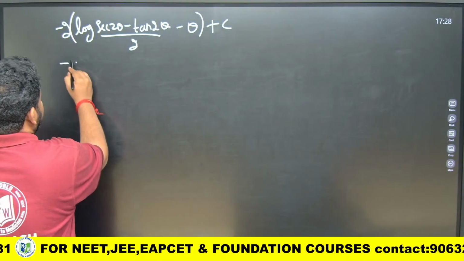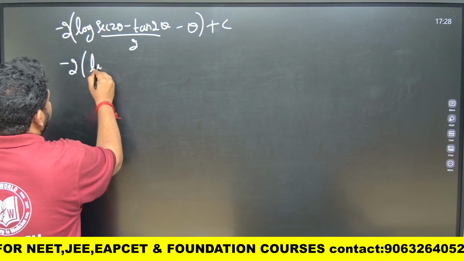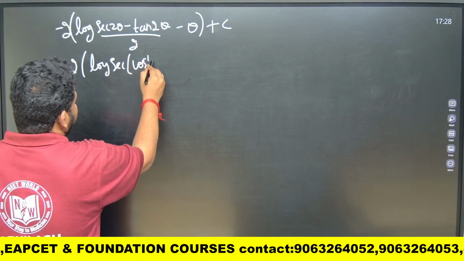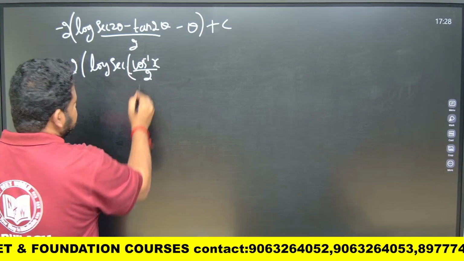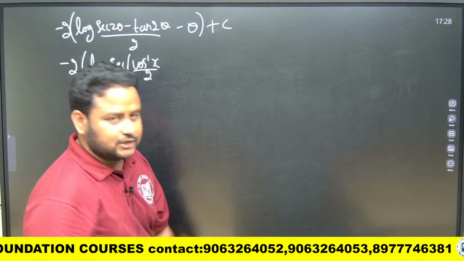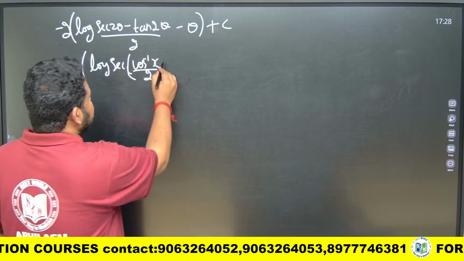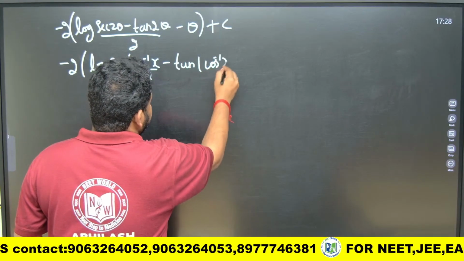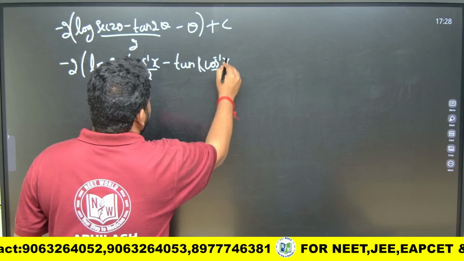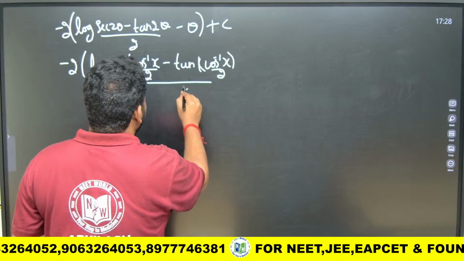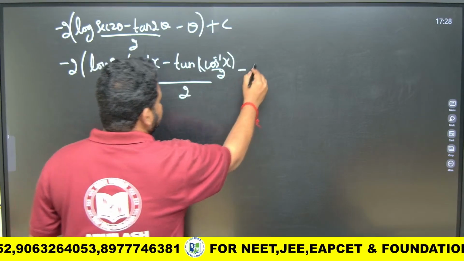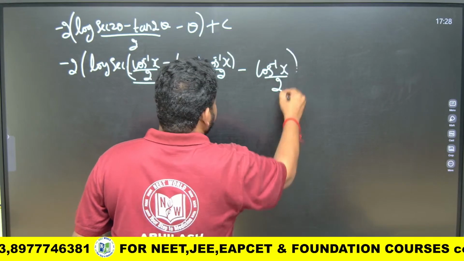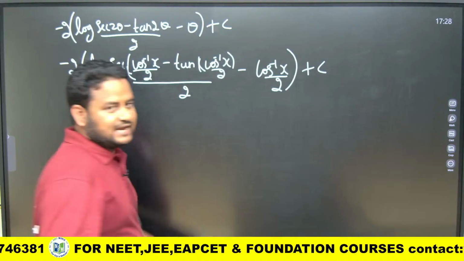So I will get minus 2 times log of secant of cos inverse of x by 2, minus tan of cos inverse of x by 2, this entire thing divided by 2, minus theta, and theta is nothing but cos inverse of x by 2, this entire thing within the bracket plus c. This is what I will get, friends.